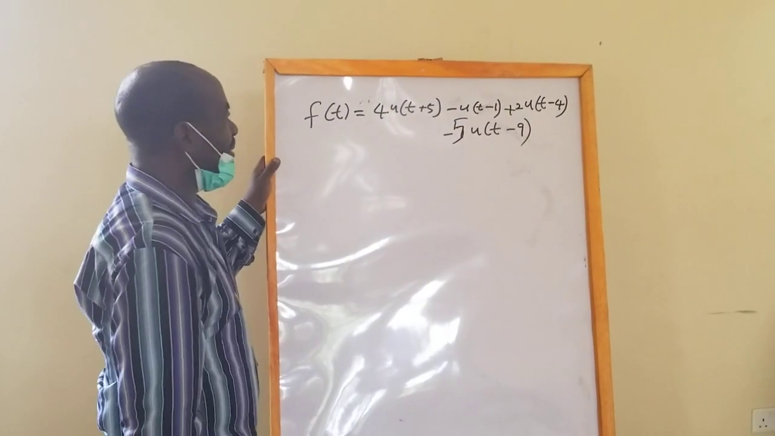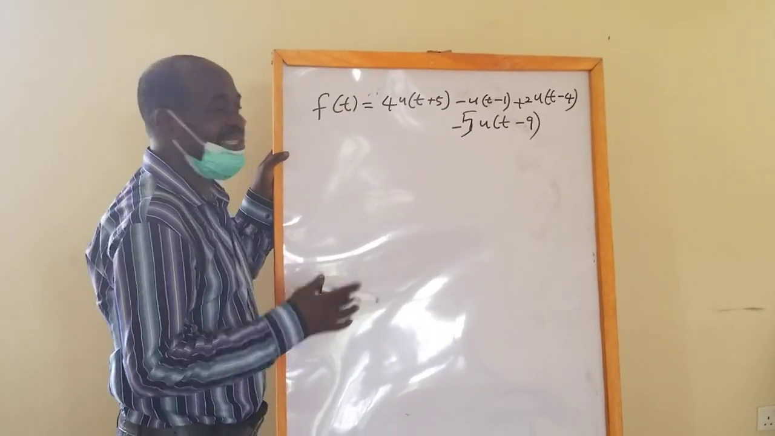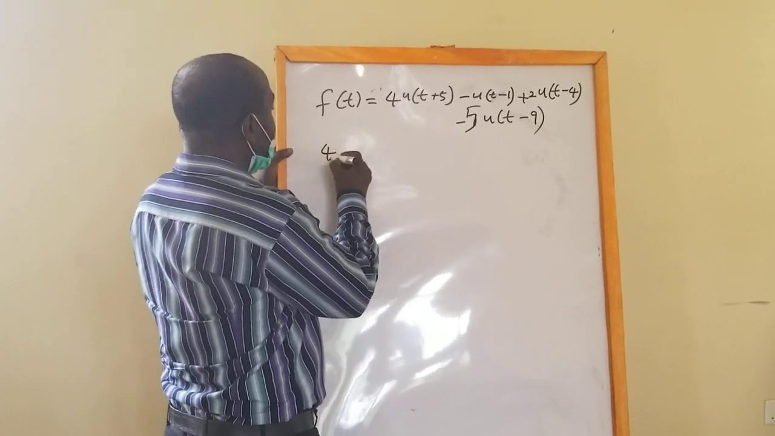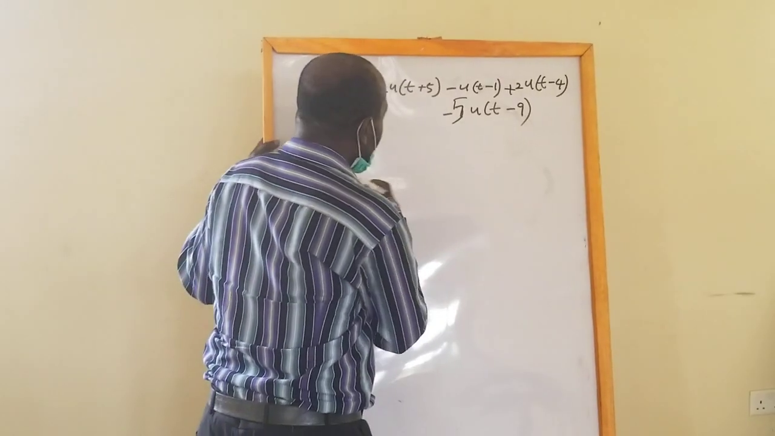Now, we are adding 4 step functions together. How do we do it? Take it one by one and combine them. Let's take 4u of t plus 5. That one, switching will take place.